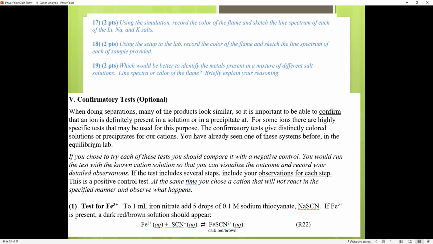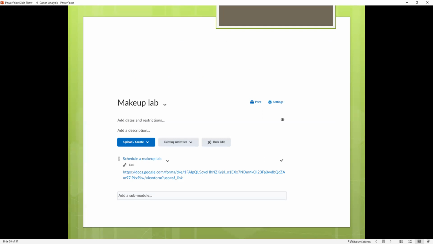And then the last part is the confirmation test. And this is optional because you actually did this already in the equilibrium lab. The idea here is that if we had iron, then if we add potassium thiocyanate, we know it produces this dark reddish brown color. So if we isolate it and then we add this and we see the change goes from the light yellow to this, then that is indicative of iron and so on. And there's another confirmation test if you want to run it and see.